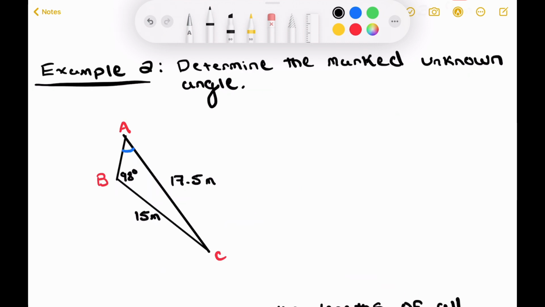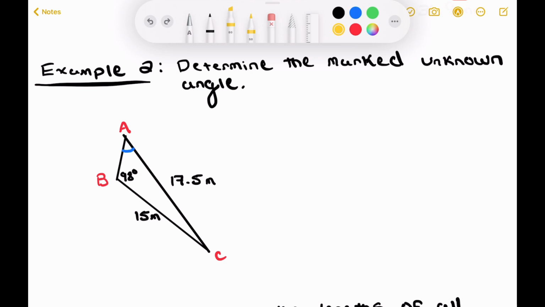Now, what do we put for example 2 here? Example 2 says determine the marked unknown angle. So what we're looking for is we're trying to solve for this angle here, angle A, because that's our marked unknown angle. So if we want to consider the proper sine law function, we're going to have to say, okay, what sides do we know, and then what angles can we use here?